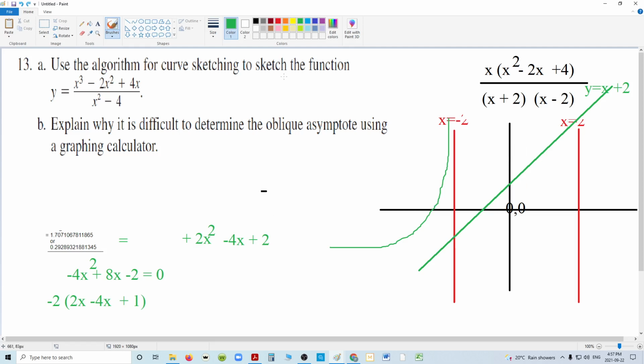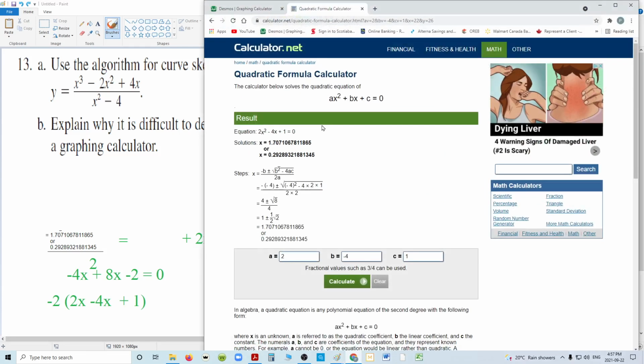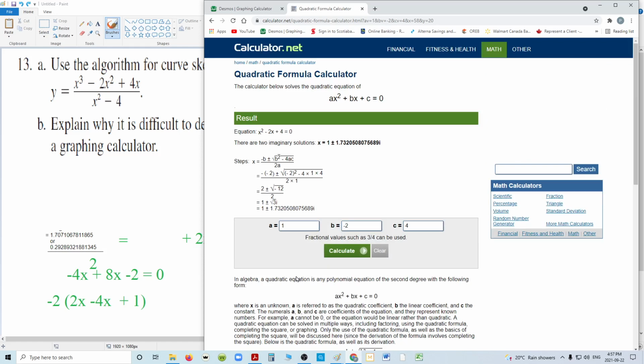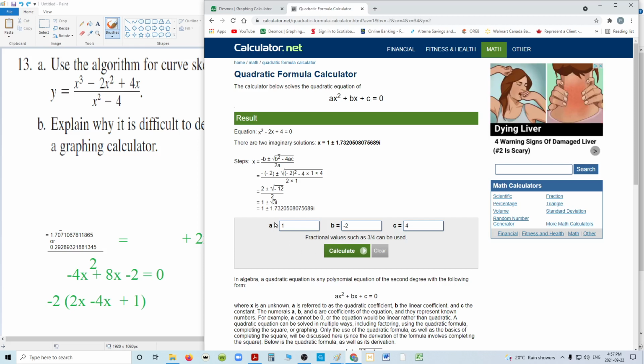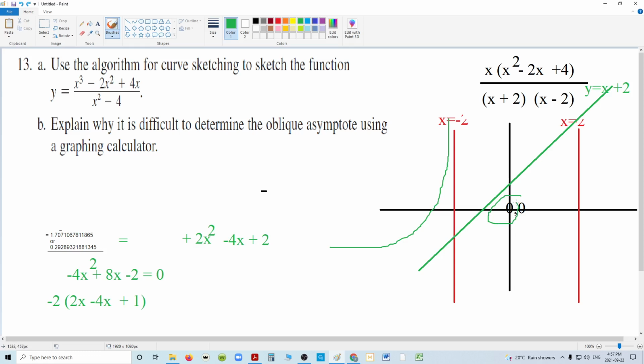Now, what else can we learn? We can take the derivative of this one to see what other x-intercepts are there. So I get 1, minus 2, and 4. And it looks like we're dealing with an imaginary number for 1. Yeah, they're both imaginary. So there's no solutions. See? 2 imaginary solutions for this. X squared minus 2x plus 4. Which means it only crosses once.